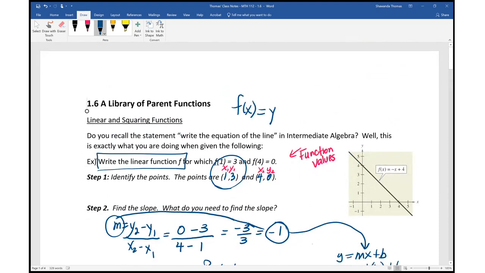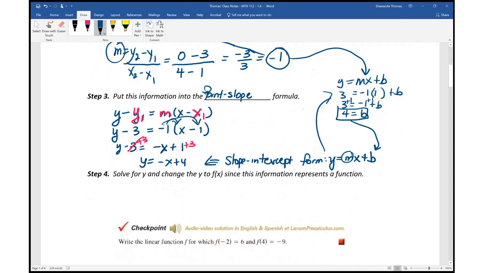All right, the last step of this, write the linear function f. So anytime you see this, these are the steps you have to take. You're just going to exchange that y for f of x. So not a y, we just change it to f of x because they want us to write it as a function. So this is the final answer. F of x equals -x plus 4 instead of y equals -x plus 4.